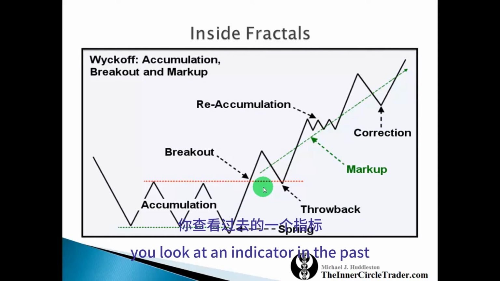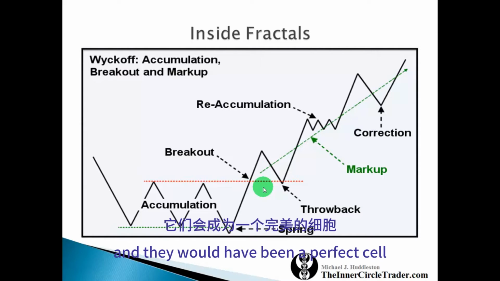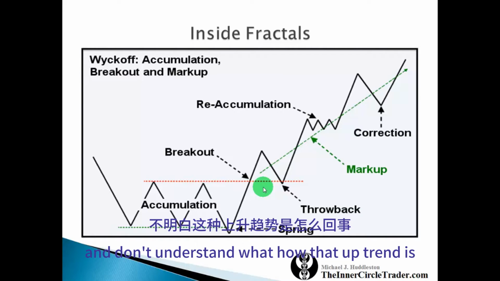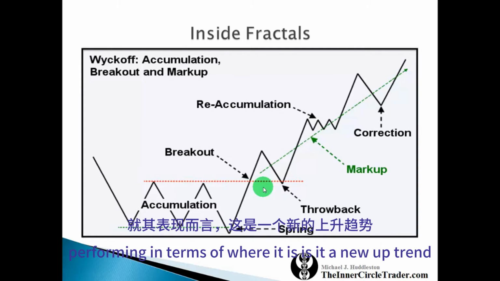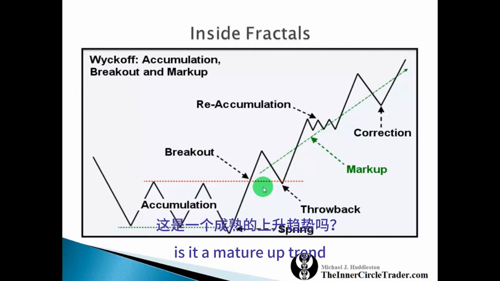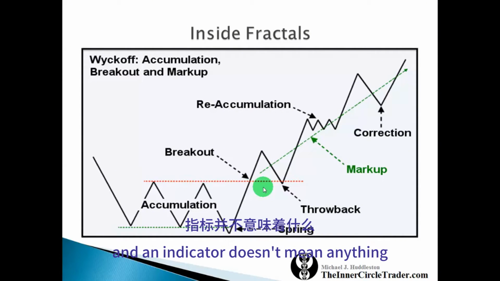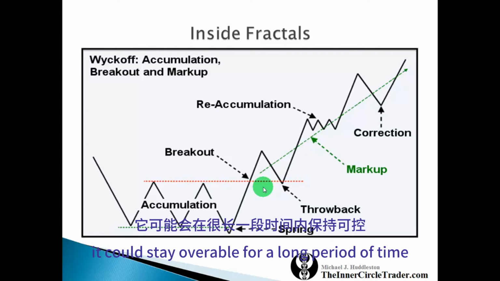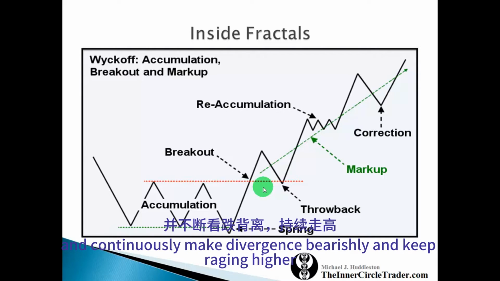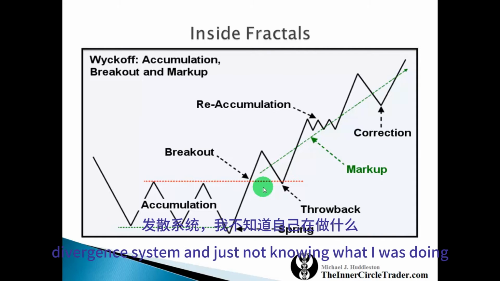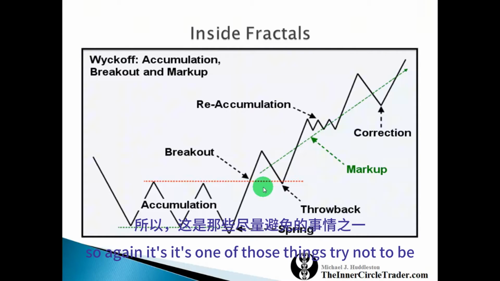You look at an indicator in the past, it diverged bearishly, and it would have been a perfect sell. But try doing that when you're in an uptrend and don't understand how that uptrend is performing in terms of where it is. Is it a new uptrend? Is it a mature uptrend? Just because it bearishly diverged in an indicator doesn't mean anything. It could stay overbought for a long period of time and continuously make bearish divergence and keep raging higher. I actually got myself hurt a lot in commodities doing those types of things, just trading a stochastics divergence system and not knowing what I was doing. So again, it's one of those things.